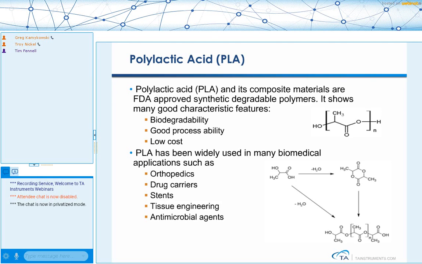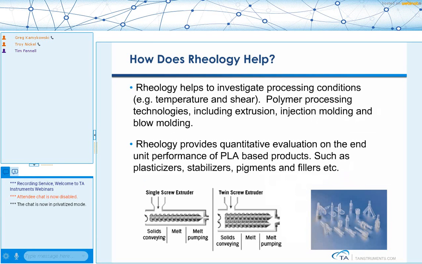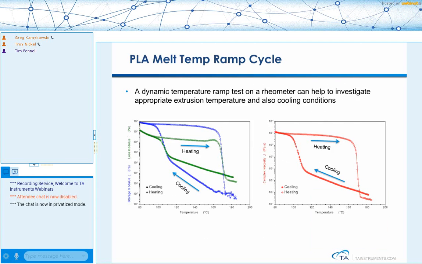So one example that we have here is the polylactic acid, which is biodegradable, good processability, and it's low cost. And it's been used in a number of applications like those shown here: orthopedics, drug carriers, stents, tissue engineering, antimicrobial agents. And we can use rheology to tailor the molecular characteristics of the polylactic acid, and that will enable us to predict the processability as well as the final properties of our material.